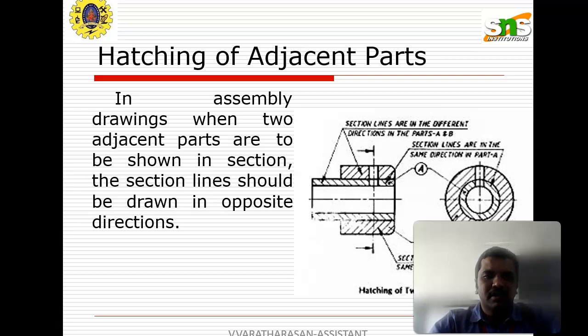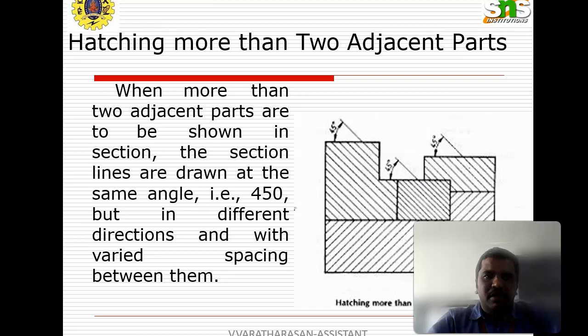The next PPT slide is hatching of more than two adjacent parts. We are also seeing that. So when more than two adjacent parts are shown, the section lines are drawn at the same angle, 45 degrees, but in different directions with varied spacing between them.